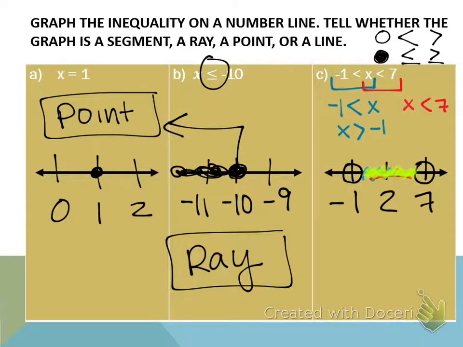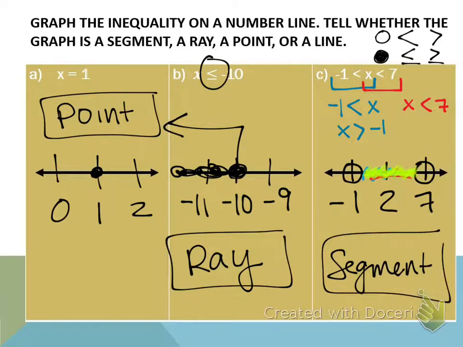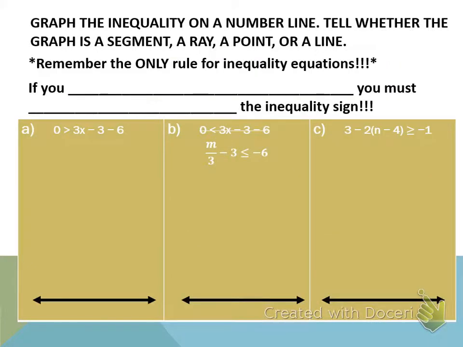And then what does this look like? A segment, array, a point, a line? Segment. It is a segment. Wonderful. All right, and then the last three, they're more algebra involved. They're all going to end up looking like the same shape.